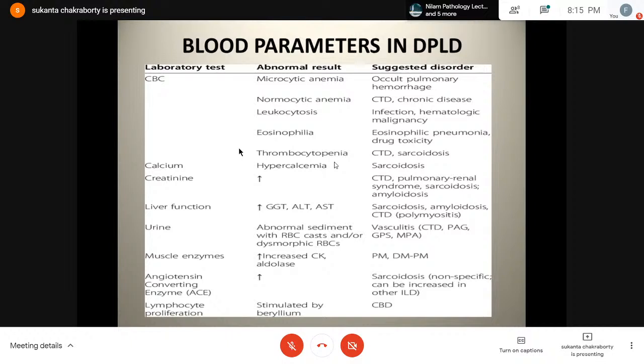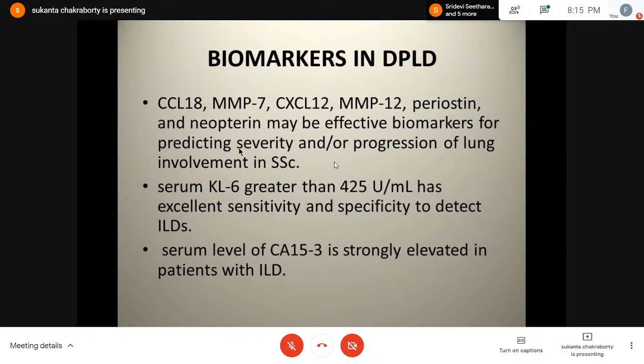Next are blood parameters, not at all specific, but microcytic anemia occurs in occult pulmonary hemorrhage, and eosinophilia in eosinophilic pneumonia, leukocytosis in infections and malignancies, thrombocytopenia in sarcoidosis, hypercalcemia again in sarcoidosis, and creatinine increased in connective tissue diseases and sarcoidosis, liver function derailed in sarcoidosis or amyloidosis, as well as CTDs, urine abnormal sediment with RBC cast in vasculitis, muscle enzyme increased in polymyositis, dermatomyositis group, increased ACE in sarcoidosis, and these are common blood parameters, non-specific, but there are some suggestions. Now, there are some novel biomarkers also in DPLD.